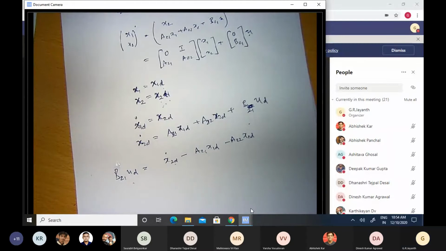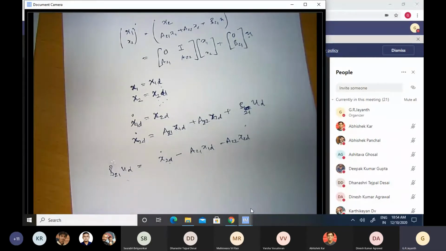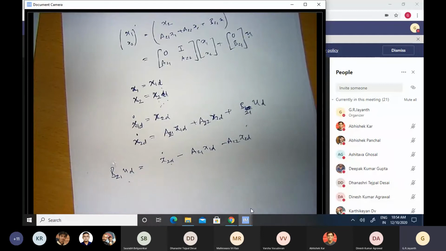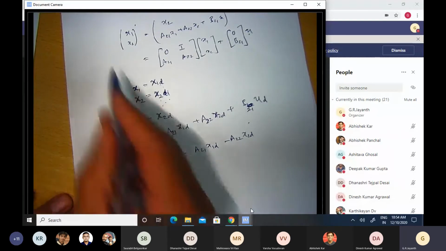Okay, so let us say we did that. We applied this kind of input. So UD is B21 inverse of this thing. Okay, we do that. Then let me plug that back.